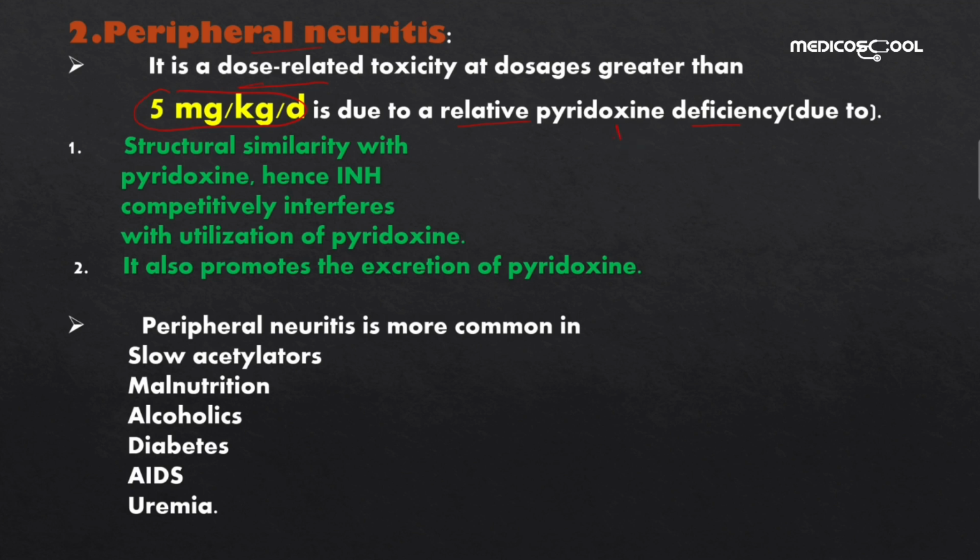And isoniazid causes this pyridoxine deficiency, which is also called vitamin B6 deficiency, mainly in 2 ways. It has a structural similarity with pyridoxine, hence isoniazid competitively interferes with the utilization of pyridoxine. And the second one is that isoniazid promotes the excretion of pyridoxine, causing a decrease in its plasma level.